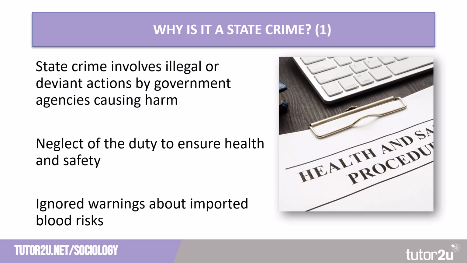But why is it a state crime? Well, sociologists define state crime as illegal or deviant activities perpetrated by or with the complicity of state officials or agencies. These crimes are typically committed in pursuit of state goals, such as cost saving, or as a result of negligence or corruption within state institutions. The infected blood scandal meets these criteria in several ways.